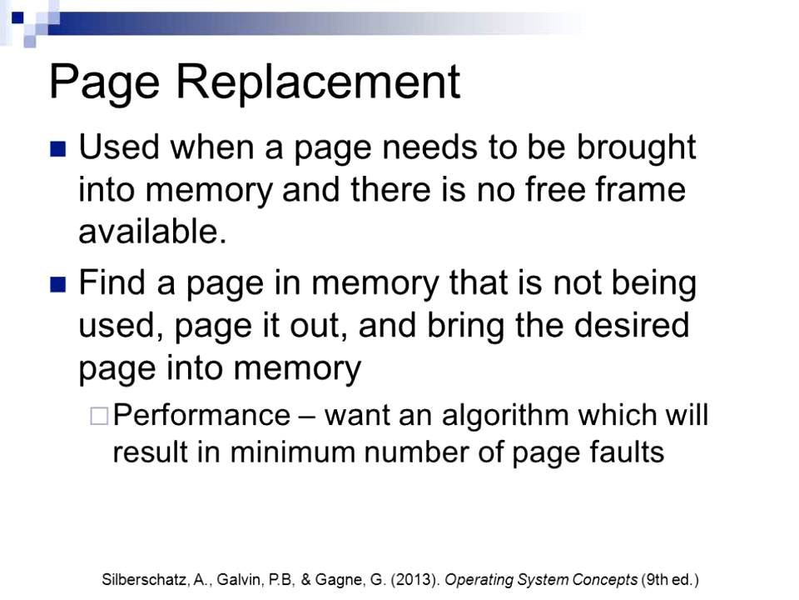The number of page faults is dependent on what page replacement algorithm you use. Page replacement is when a page needs to be brought into memory and there's no free frame available. What you need to do is find a page in memory that's not being used, swap it out to disk, or page it out as they say, and bring the desired page into memory. So again, we want an algorithm that results in the minimum number of page faults. Does everybody understand what a page fault is? Any questions on that? It's just swapping these pages in and out from disk as they're needed.